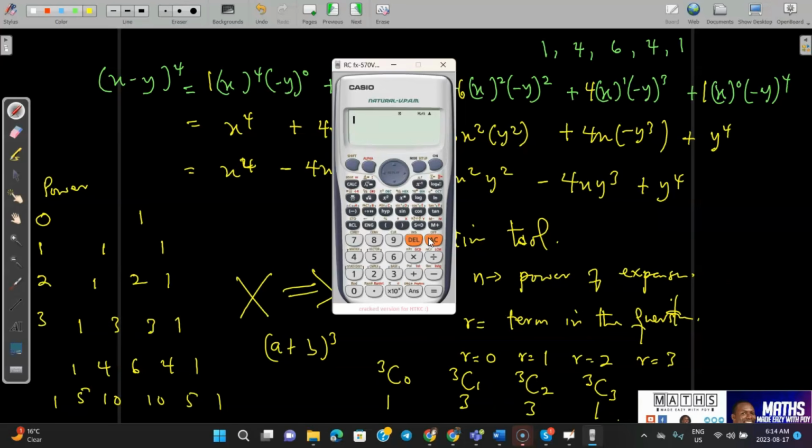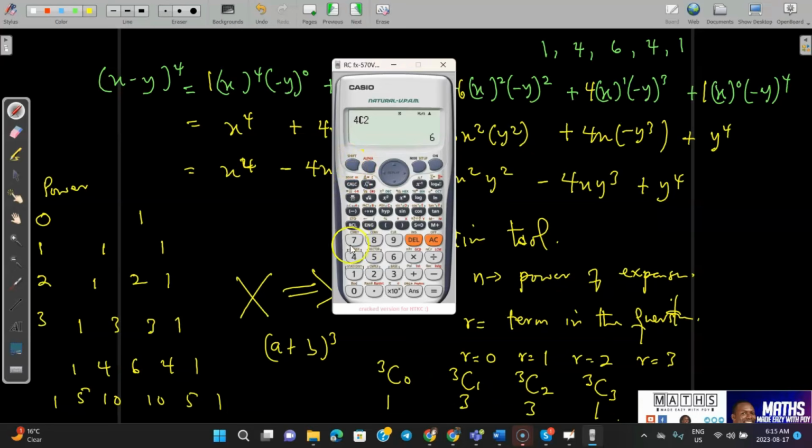So watch this. It's going to be 4, that is the end value, shift combination 0. That's for the first step. The answer is 1. 4 combination 1. The answer is 4. That is the coefficient for the second term. Then you have 4 combination 2. What's the answer? 6. I hope you remember it was 6.